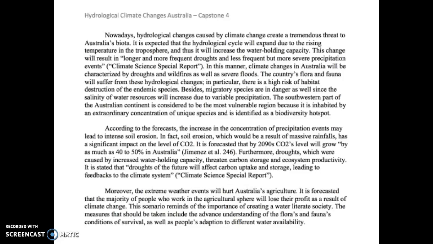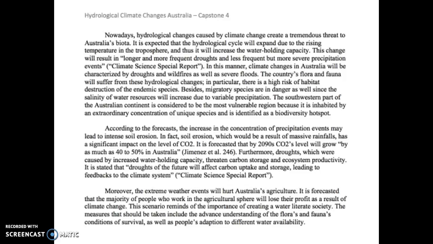Furthermore, droughts, which were caused by increased water holding capacities, threaten carbon storage and ecosystem productivity. It is stated that droughts of the future will affect carbon uptake and storage, leading to feedbacks to the climate system. Moreover, the extreme weather events will hurt Australia's agriculture.